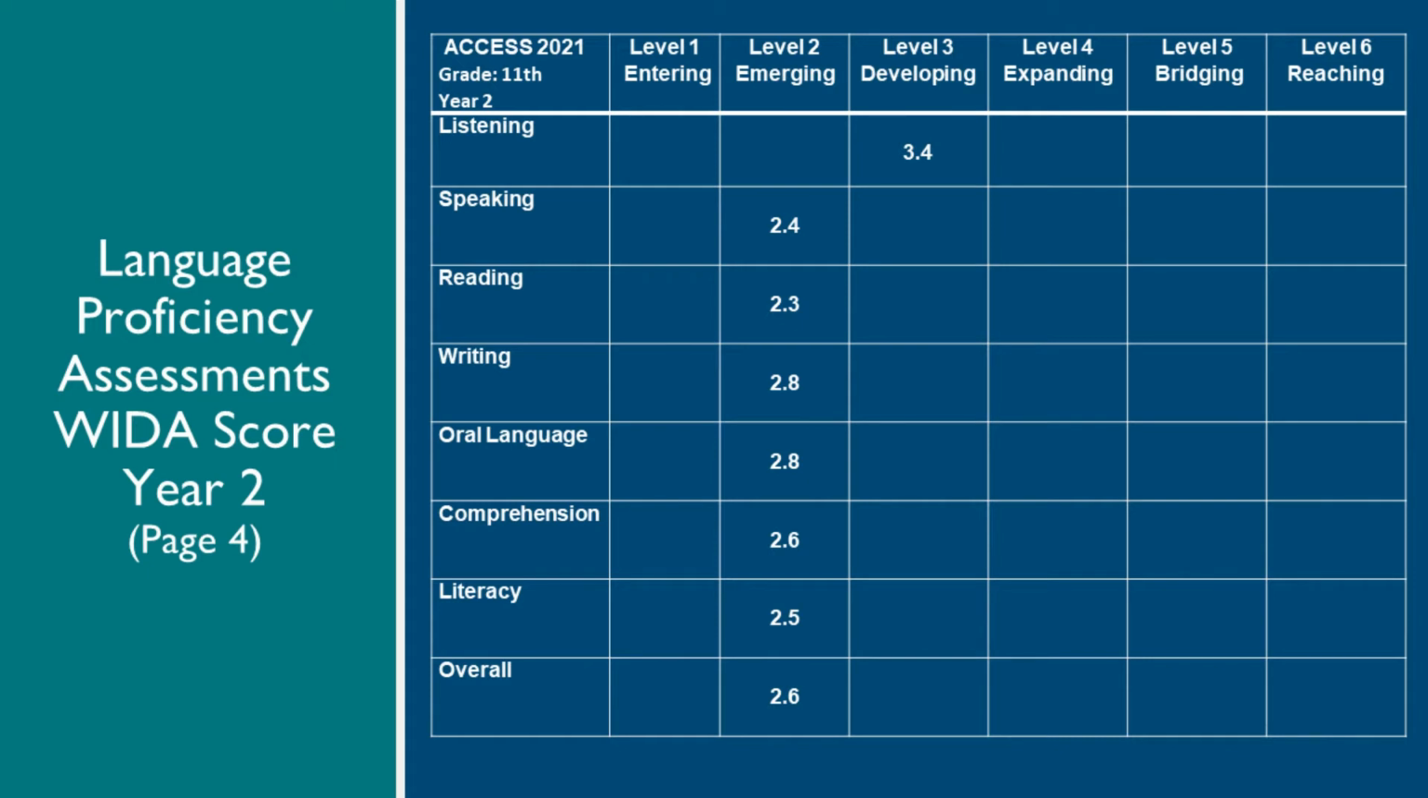This slide presents the ACCESS results, and it demonstrates growth in all subtests. Juan is now an 11th grader, and this is his second time taking the ACCESS Tier B. You will note on the top left corner of the table, the ACCESS is identified with ACCESS 2021, 11th grade, Year 2. The sample individual student report from Session 3 was used to demonstrate Juan's English proficiency growth from Year 1. It is evident his English proficiency is increasing each year.